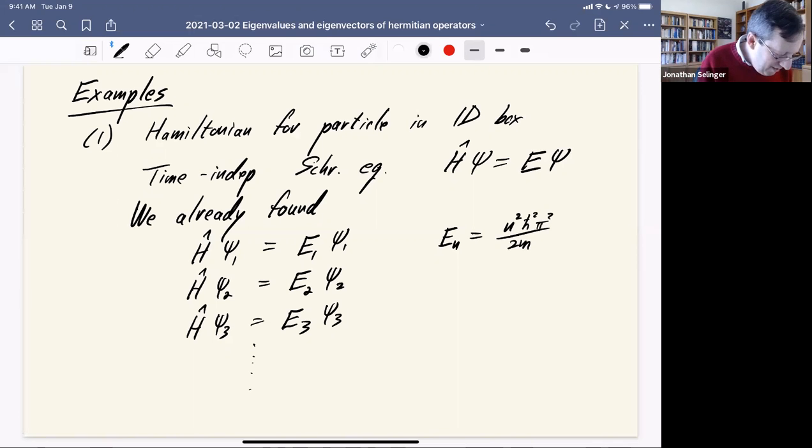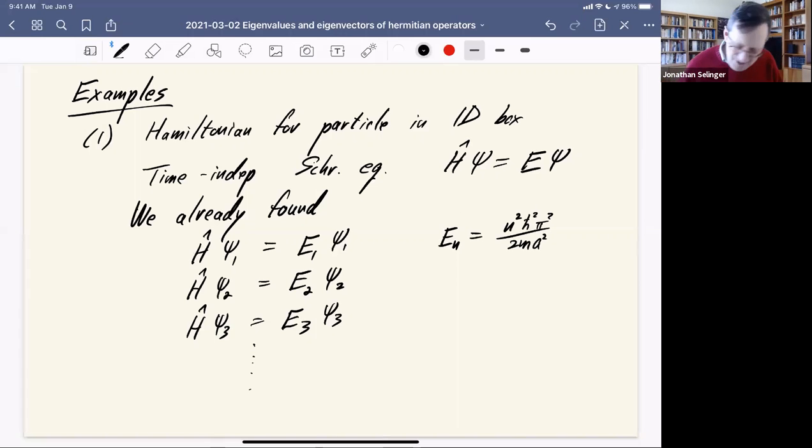H bar squared n squared pi squared over 2m a squared. That's what I forgot. Lucky this is an open book test. Okay. So, and we found the wave functions, right?